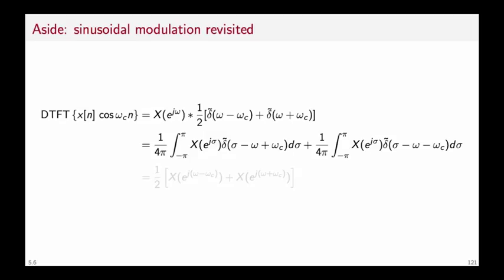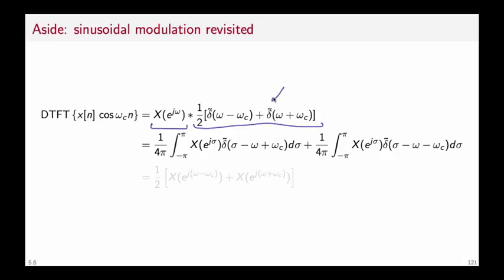As an interesting aside, let's look back at the sinusoidal modulation result with the help of the modulation theorem we just studied. So the DTFT of a sequence x of n multiplied by cosine of omega c n turns out to be the convolution of the DTFT of x with the DTFT of the cosine of omega c n, which is 1/2 [delta of omega minus omega c plus delta of omega plus omega c].